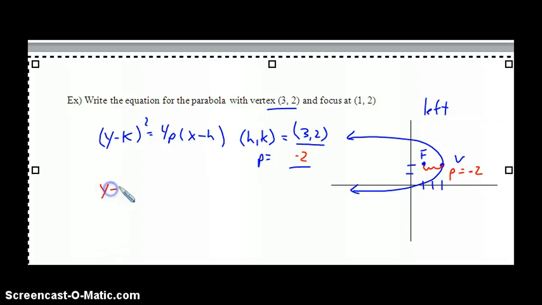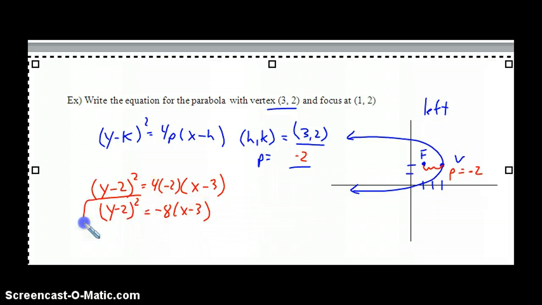So plug in what you know. Y minus 2 squared equals 4 times negative 2 times x minus 3. The only thing that you need to do here is you don't have to FOIL this, you want to keep it in this form. The only thing you have to do to write your equation here is write this as a negative 8 times x minus 3. So this would be my equation for the parabola that has a vertex of 3, 2 and a focus of 1, 2.